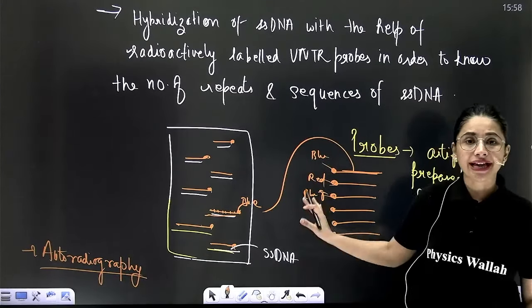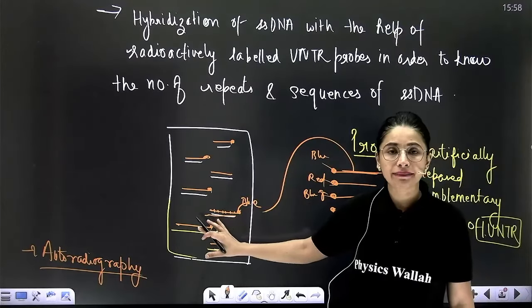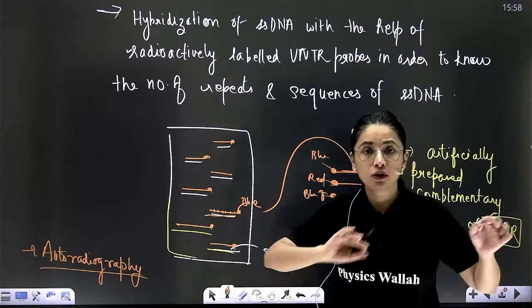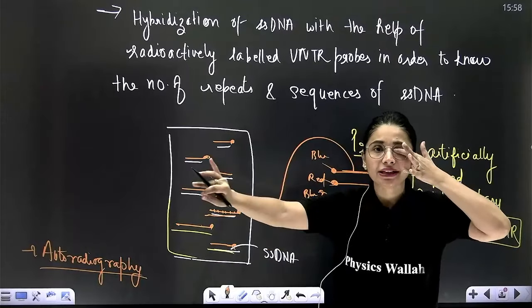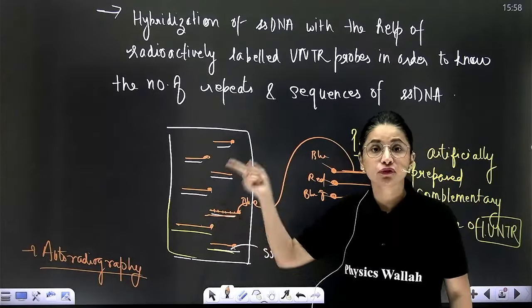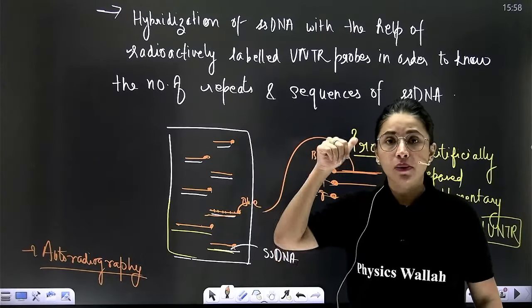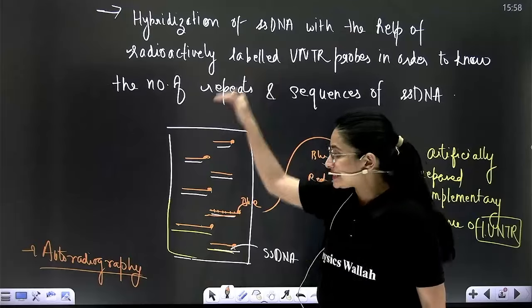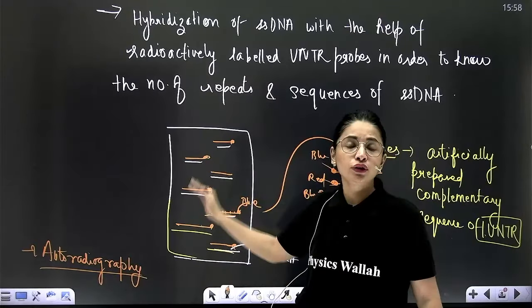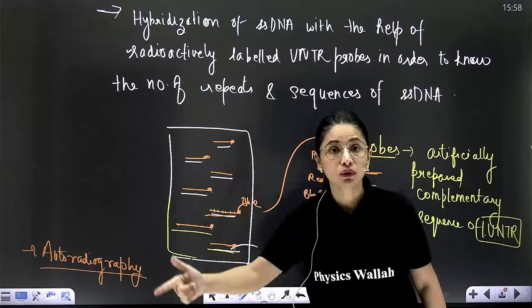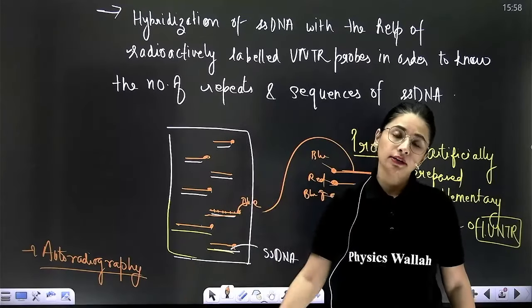Now suppose I have added 10 probes of this blue emitting light. And if all those 10 probes got an opportunity to bind with the fragment, that means the same fragment is repeating 10 times. So now I know the sequence of the VNTR and I know the number of repeats. Same I can do with all my DNA fragments. I can know their sequence and their number of repeats.